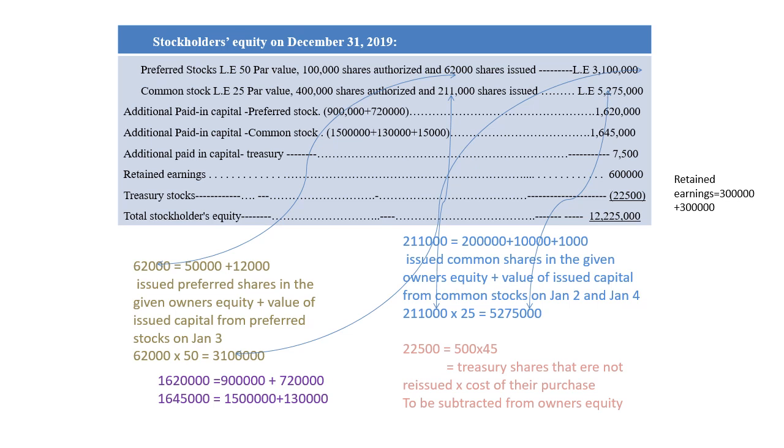Then the additional paid-in capital from treasury stocks, and we have 3 additional paid-in capitals. One from preferred stocks, another one from common stocks, and the third one from treasury stocks. It was when the treasury stocks were reissued at a profit of 7,500. Then we go to the retained earnings.